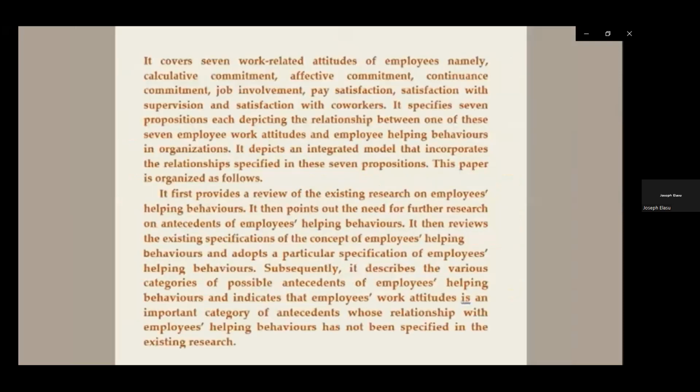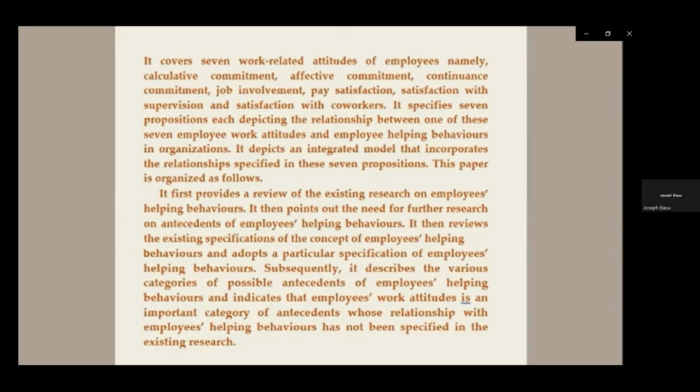It covers 7 work-related attitudes of employees, namely normative commitment, affective commitment, continuance commitment, job involvement, pay satisfaction, satisfaction with the supervision, and satisfaction with the co-workers. It specifies 7 propositions depicting the relationship between one of these 7 employee work attitudes and employee helping behaviors in organizations. It depicts an integrated model that incorporates the relationships specified in these 7 propositions.